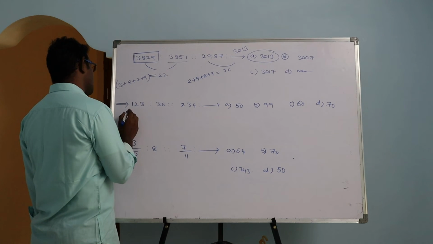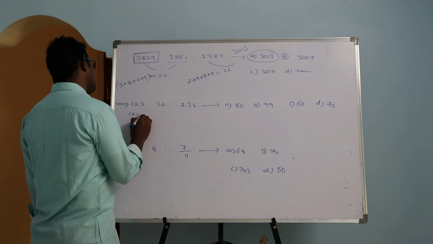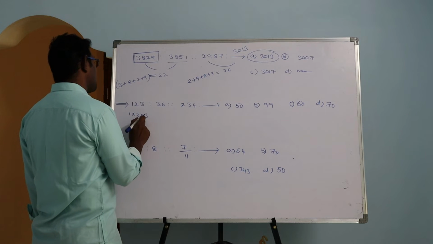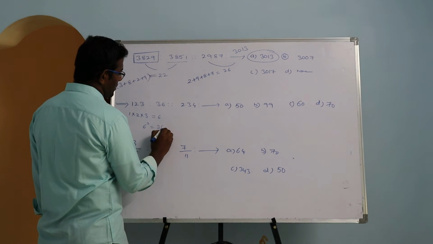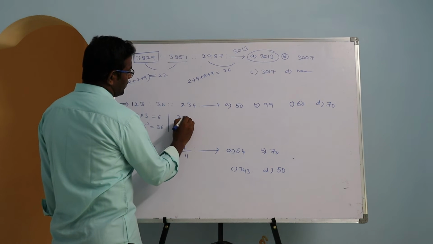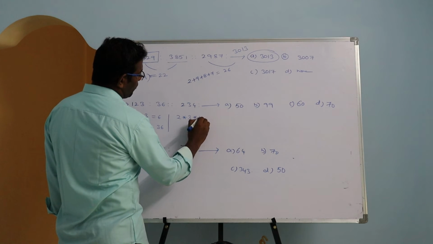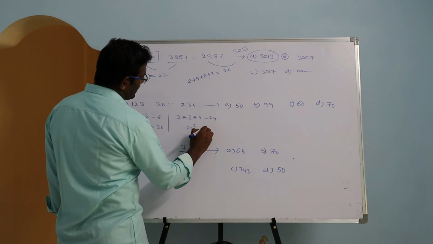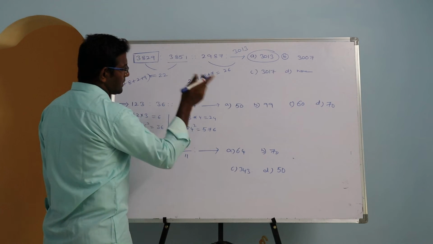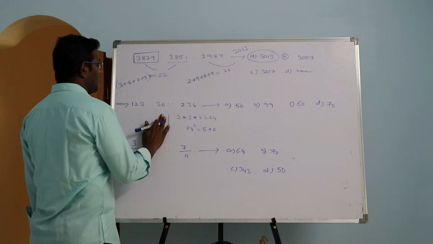Next option. Next, the product of the numbers: 1 into 2 into 3. 1 2s are 2, 2 3s are how much? 6. What about 6 square, means 36. In the same way 2 3s are 6, 6 4s are how much? 24. 24 square means how much? 576. Is it there in the options? There is no such option.